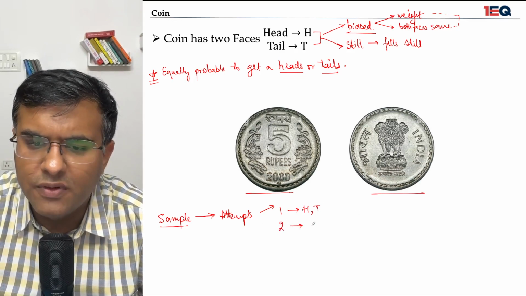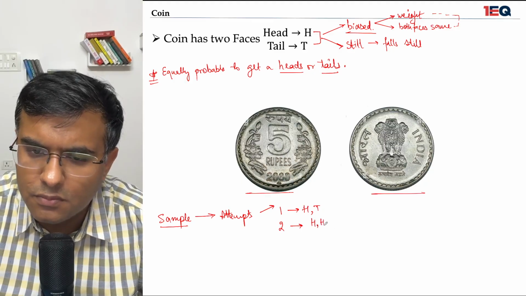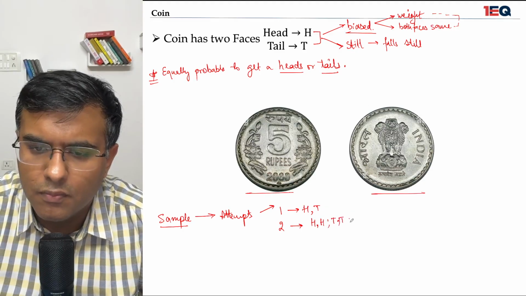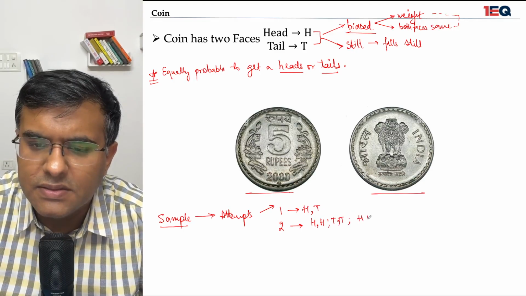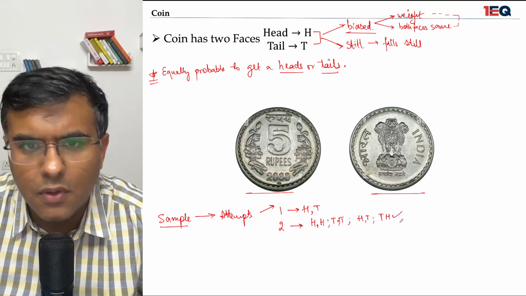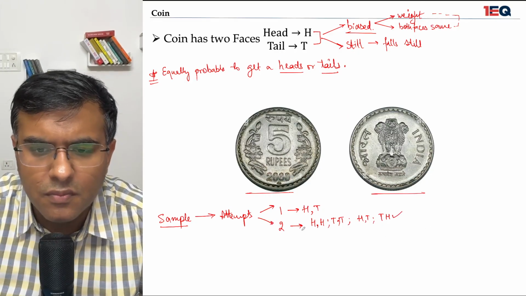If we take up two flips, the output is going to be heads heads, tails tails, heads tails, and tails heads. Okay, so we have it pretty clear over here with us.